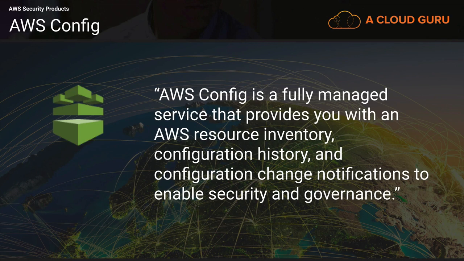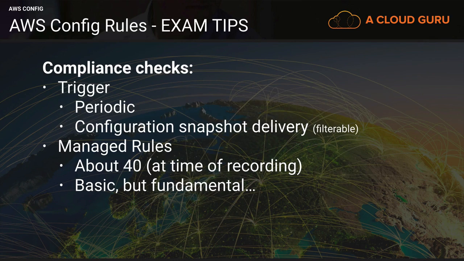Moving on to AWS Config. It's basically a fully managed service that provides you with AWS resource inventory, configuration history, and configuration change notifications to enable security and governance. The cool thing about Config is you can turn it on and you can see everything that's going on inside what AWS resources you're using inside your AWS account.